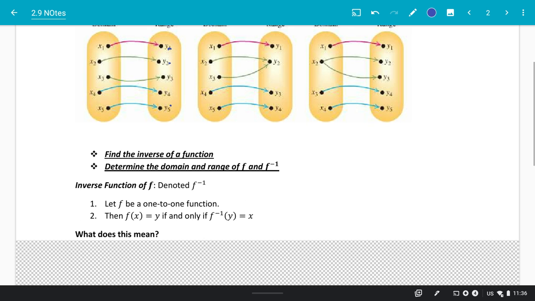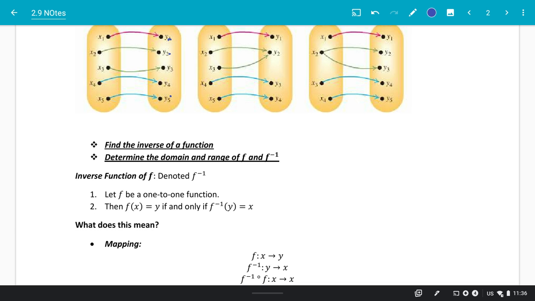All right. So now let's find the inverse of a function. First, let's assume that they're one-to-one. And here is the function notation for an inverse, f of negative 1. Then f of x equals y if and only if, there's another phrase that you're going to start learning, if and only if the inverse function of y equals x.